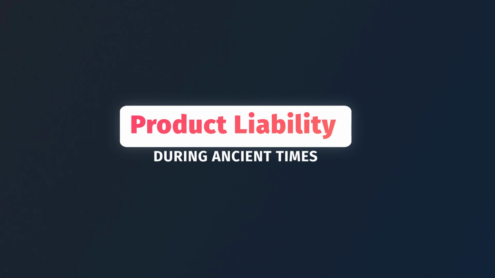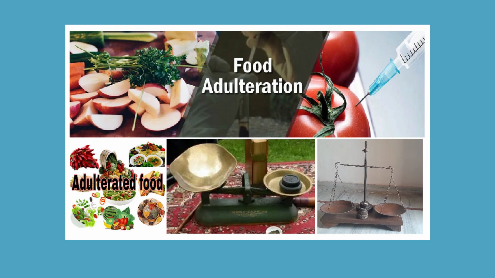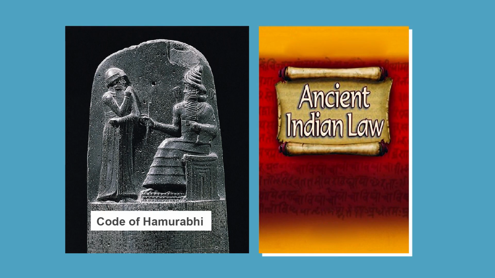Now, let us have a look at the product liability during ancient times. Laws aimed at the protection of consumers are not confined to modern times. Some prohibitions against adulterated food and false weights and measures are thousands of years old, such as those found in the Old Testament, the Code of Hammurabi, and the ancient laws of India.